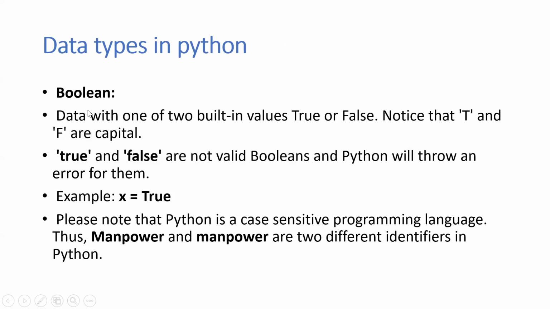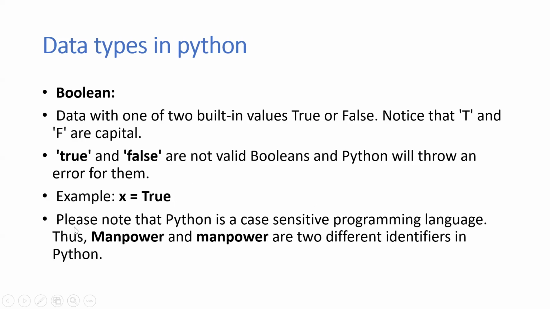And the booleans, the data with one of two Boolean values, true or false. Notice that T and F are capital. Lowercase true or false are not valid Booleans. When we write True or False, the first letter must be capital. Small letters cannot be valid as a Boolean. Remember this point: the T and F are always capital in Booleans, otherwise Python will throw an error.